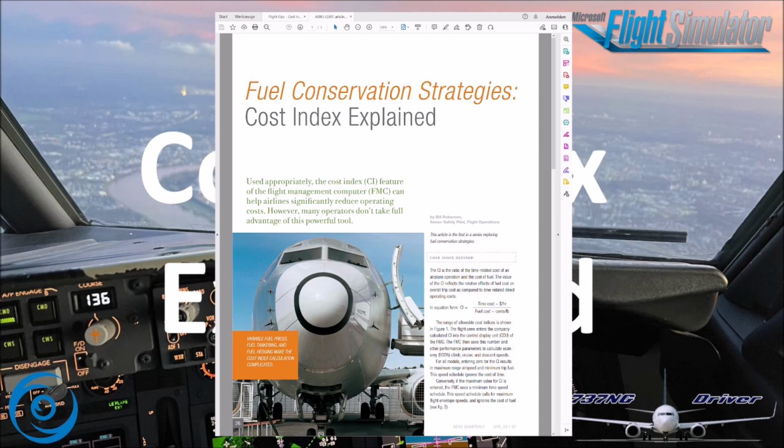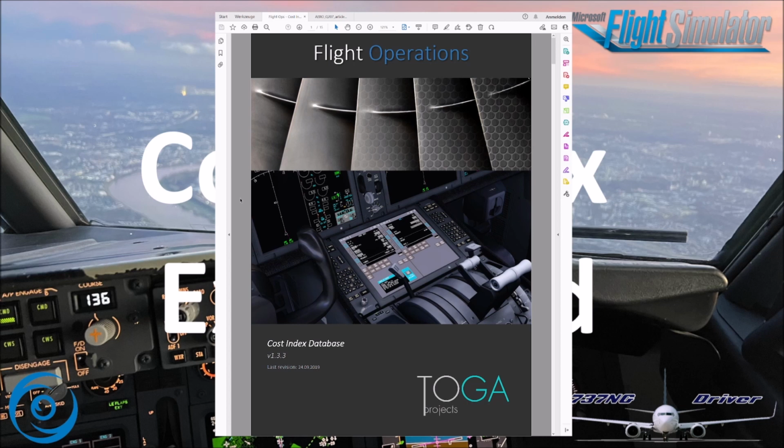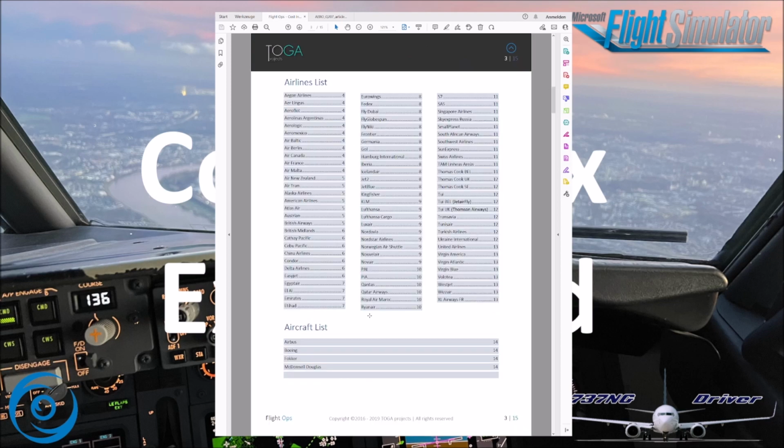Let's quickly have a look at another document that I want to show you, and that is this. This is from Toga Projects called Cost Index Database, and once again I'm linking to that in the video description below. And this gives a very good overview on different cost indexes used by different airlines. It is not always 100% accurate, however it does provide a very good guidance. So up here we have an overview on different airlines and which cost indexes they are using. So let's have a look at some for the Boeing 737.